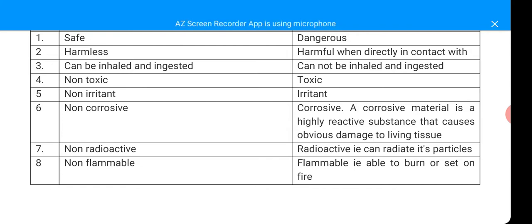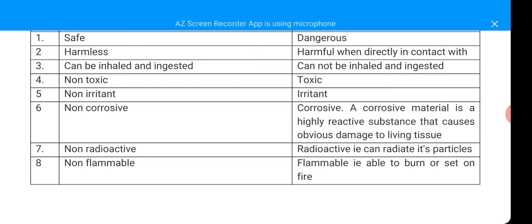Non-radioactive. Chemicals that are non-radioactive are suitable for use. Why are chemicals that are radioactive not suitable for use? What do I mean by being radioactive? A radioactive chemical or element is an element or substance that can radiate its particles, that is what makes up that particular chemical. The chemical can radiate it. It can emit it. How do I explain? It can emit it. It can radiate it.